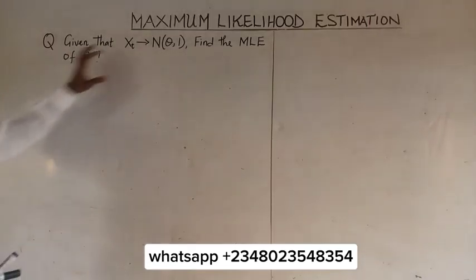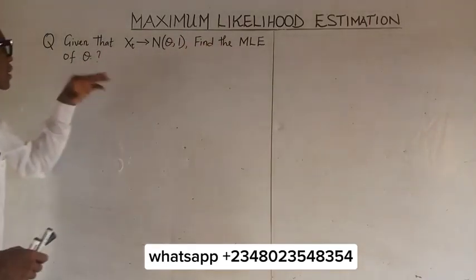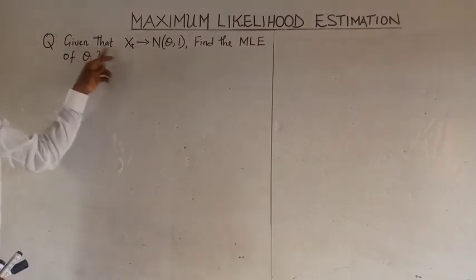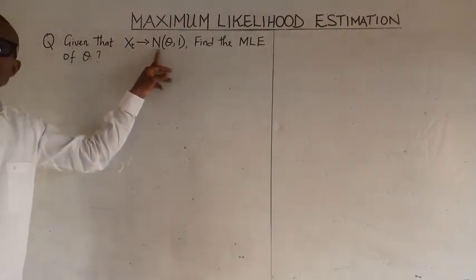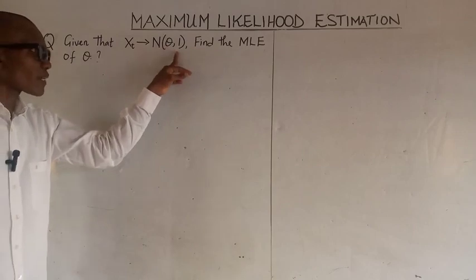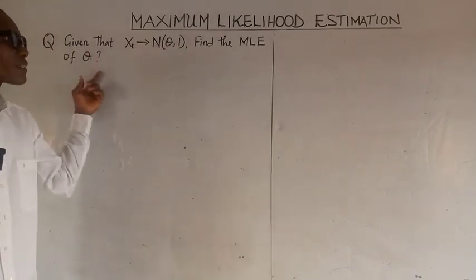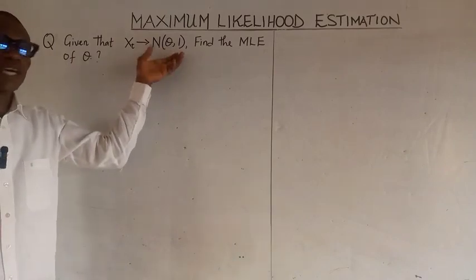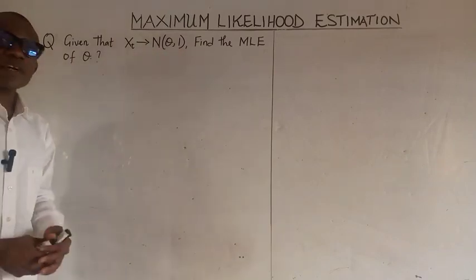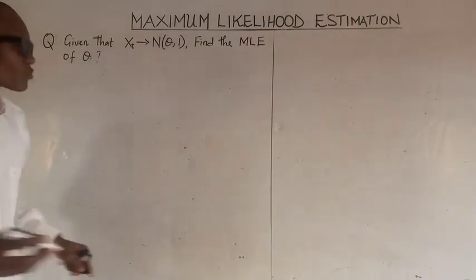We have an equation on maximum likelihood estimation. Here, the question says, given that x follows a normal distribution of theta and 1, find the maximum likelihood estimation of theta. Here, we have a known variance, and our variance is 1. So it's very simple for us to write the distribution.